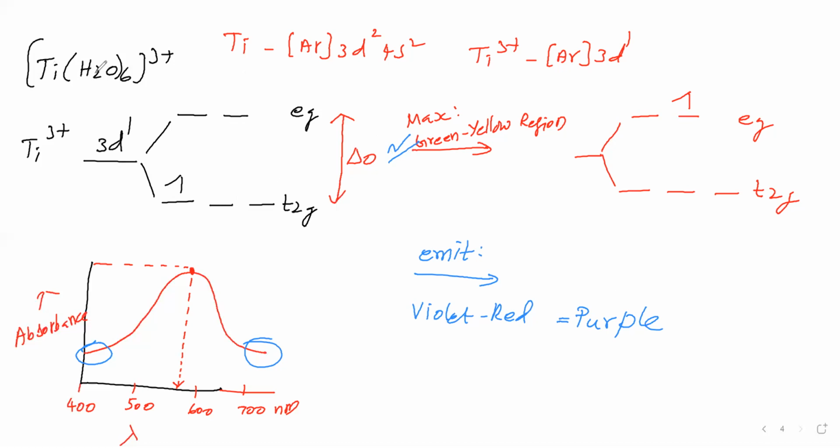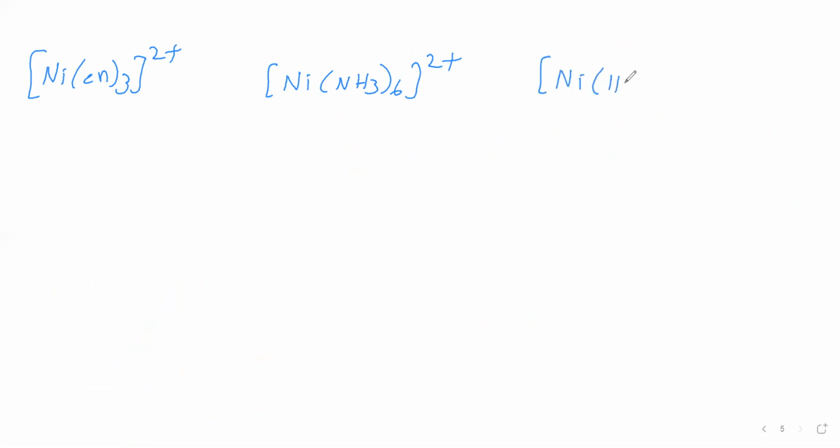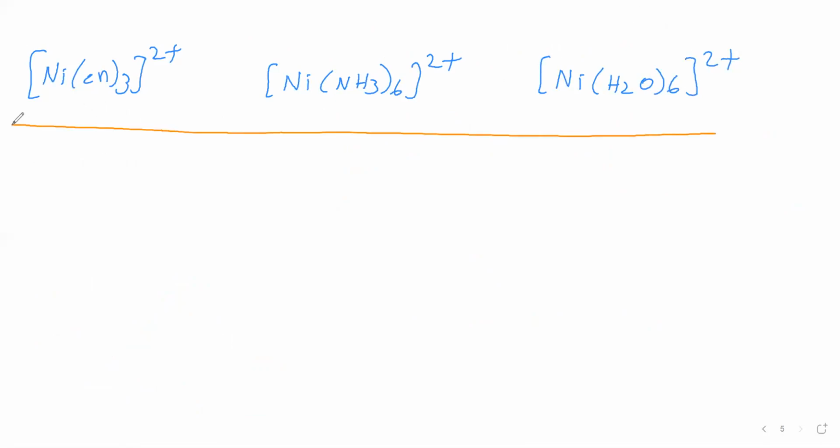So, next we'll take the complexes [Ni(en)3]2+, then [Ni(NH3)6]2+, then [Ni(H2O)6]2+. If you see here, if we go like this, the central metal is the same, the oxidation number is the same, the ligand is different. What about ligand field strength?